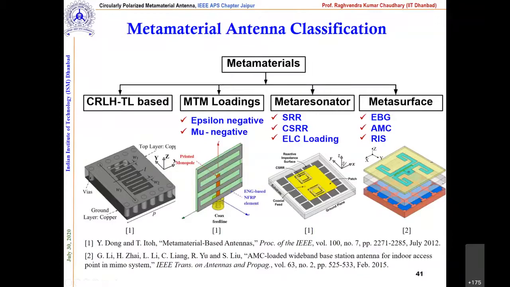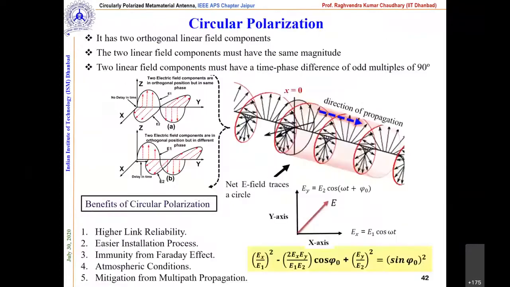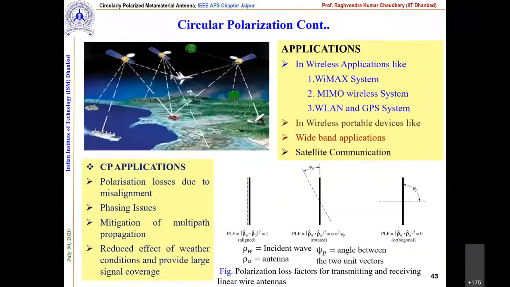atmospheric conditions, and all those things. Finally, I would say that polarization losses you can neglect, you can minimize fading issues, and it mitigates multipath propagation. Here you can see one of the pictures.